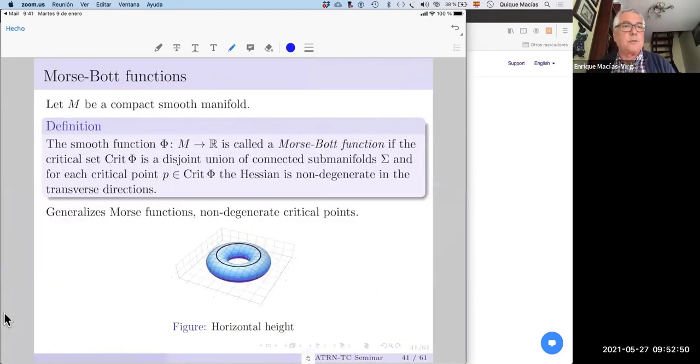So let me recall what a Morse-Bott function is. You have a compact smooth manifold, and a function phi is a Morse-Bott function if the critical set is a disjoint union of connected submanifolds sigma, and for each critical point, the Hessian is non-degenerate in the transverse directions. So for instance, there you have a height function on the torus. The critical manifolds are the horizontal parallels, and you see that the gradient is orthogonal to the critical manifolds. So this is a Morse-Bott function. Of course, Morse functions are particular cases.